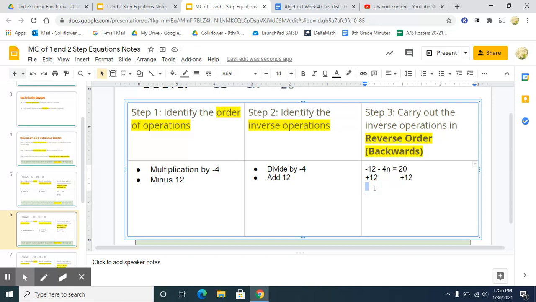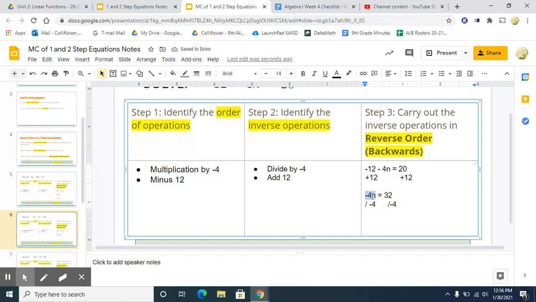So all we have on the left side is -4 times n, and that's going to be equal to 20 plus 12. 20 plus 12 is 32. Now that we have added 12, we're going to do the next step, which is to divide by -4. So again, I'm using a backslash to show division. We're going to divide by -4 on both sides.